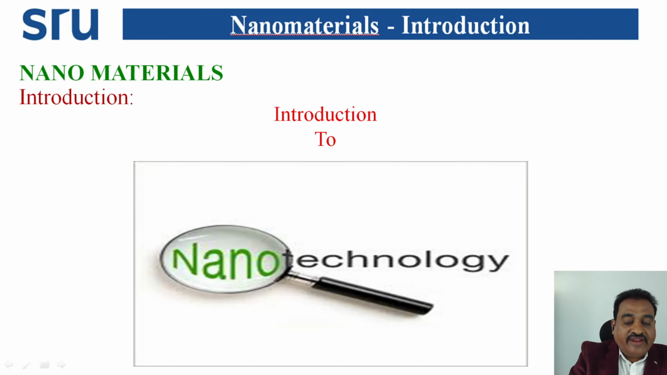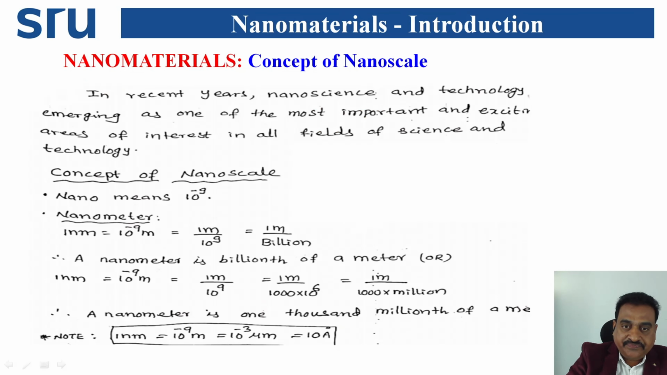So, what are nanomaterials? Introduction to nanomaterials. Nanomaterials are materials with at least one dimension below 100 nanometers. At this scale, classical physics fails and quantum effects dominate material behavior. So, what is nanomaterial? What is nano?